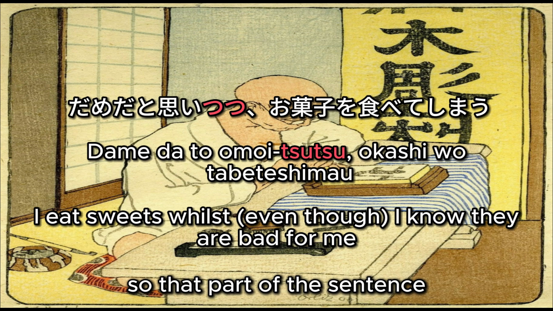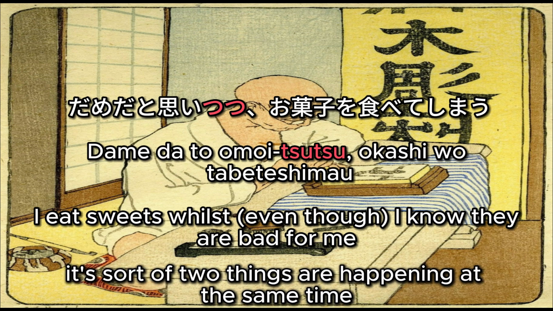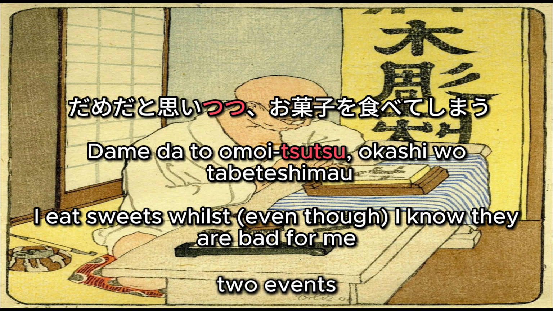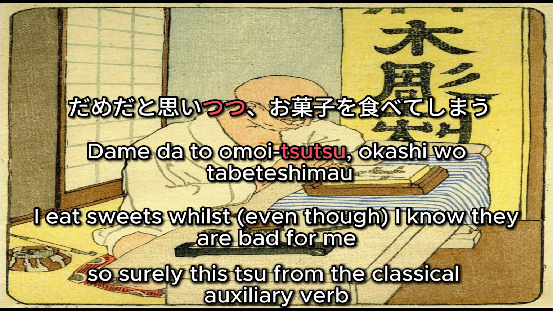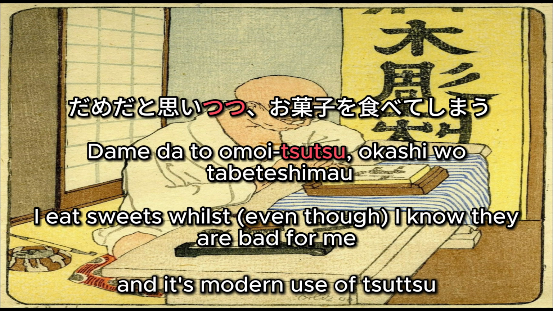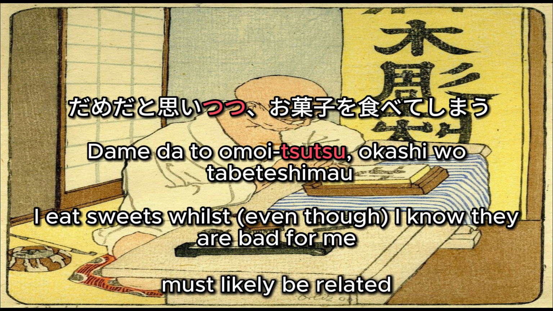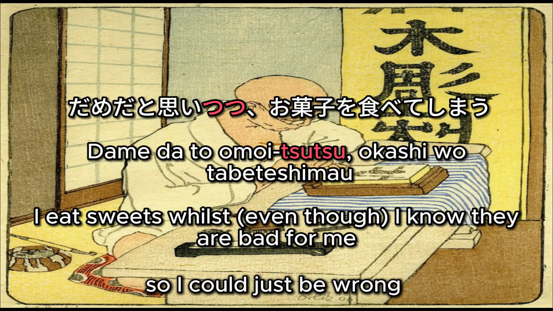That part of the sentence, whilst I know it's bad for me, is sort of two things happening at the same time, two events. So surely this tsu, from the classical auxiliary verb, and its modern use of tsutsu, must likely be related, but I couldn't find an authority on that, so I could just be wrong.